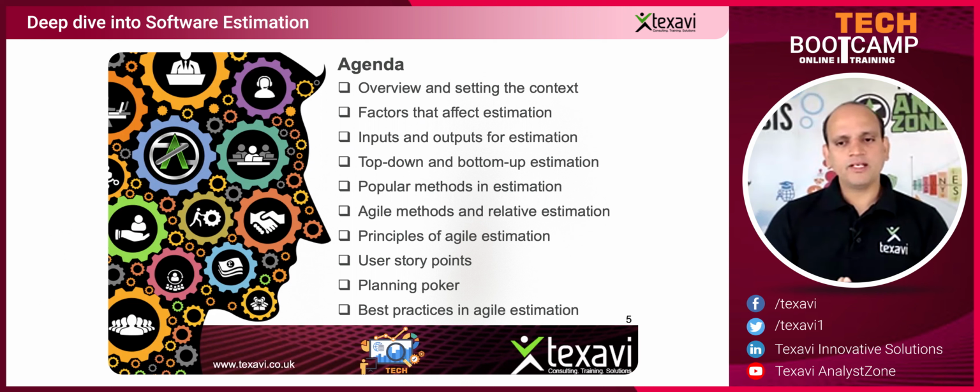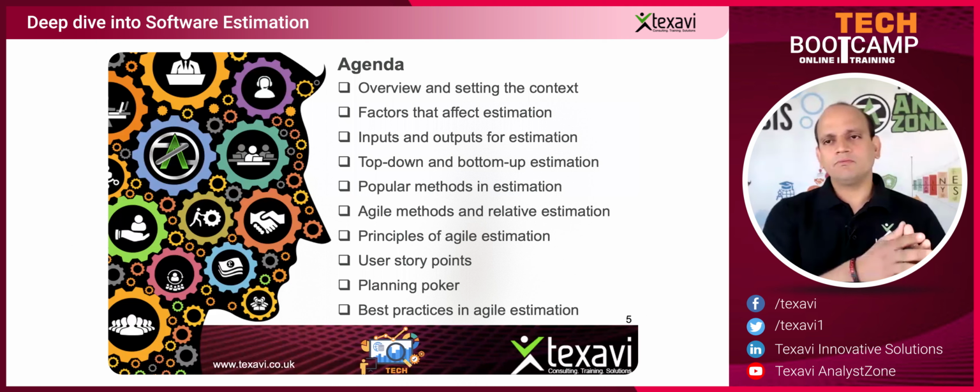And then we'll have a look at some of the popular methods in estimation. These range all the way from work breakdown structures. We look at source lines of code, counting the number of lines of code that you've written, which is a really very old way of estimating the stuff.